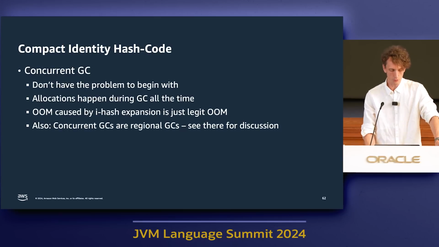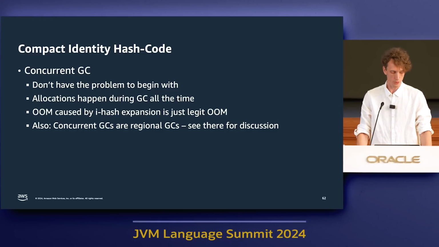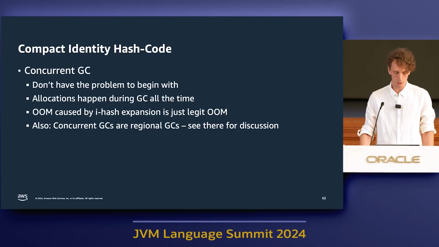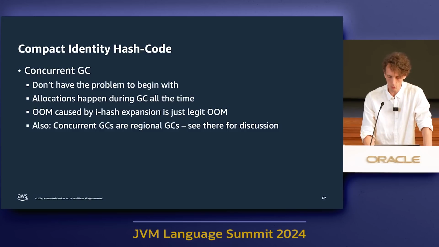And the final situation with concurrent GCs, they don't really have the problem to begin with because allocations happen all the time during GC, and they can legitimately run out of memory anyway during GC. So the out of memory caused by the identity hash code expansion is really just a legit out of memory situation. And also the concurrent GCs are just regional GCs that I just described before. So I think this is okay. I'm open to discussions about this. I know you will.